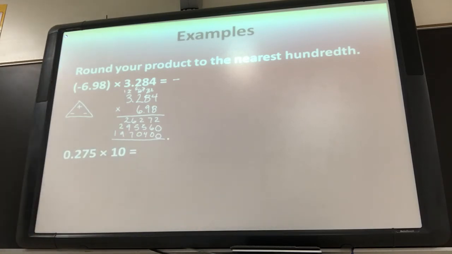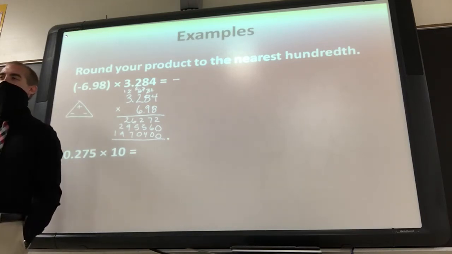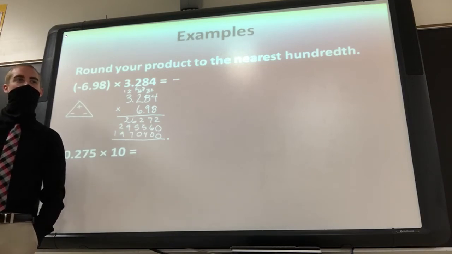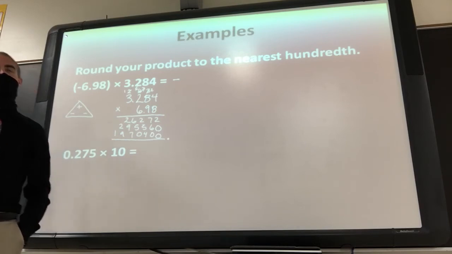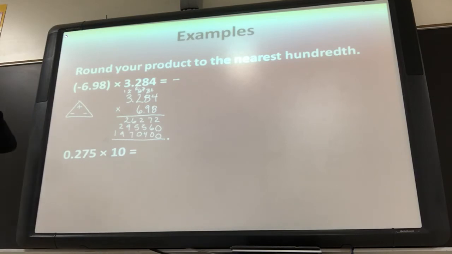As we're multiplying this out, what do you all think is one of the most common mistakes with multiplying decimals? Anybody have an idea? Like getting the numbers? Like how many digits you're multiplying? That has to do with it.